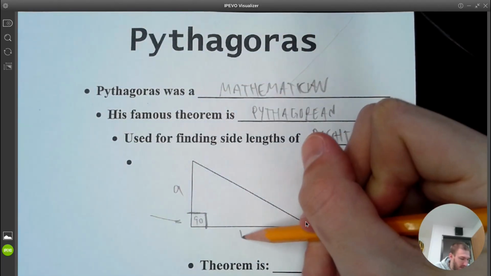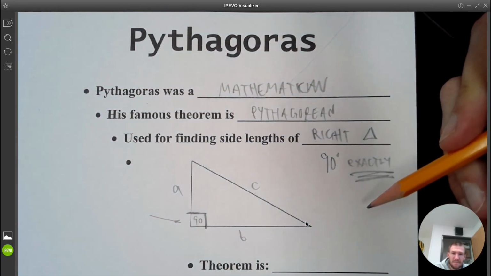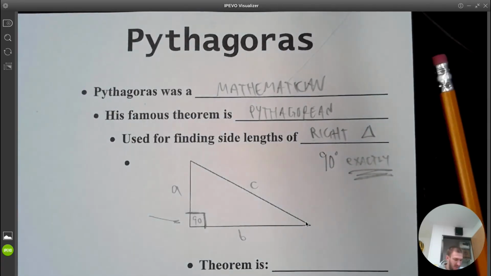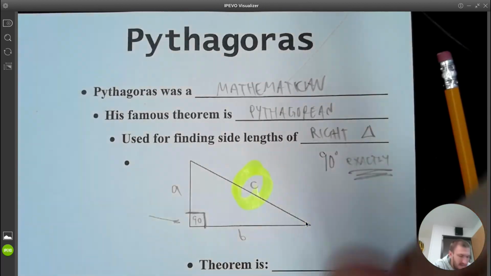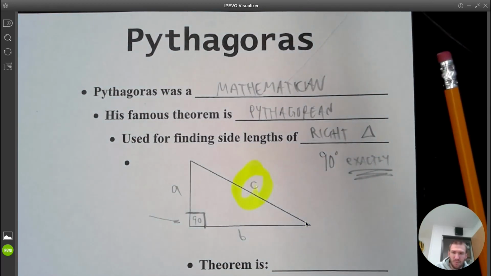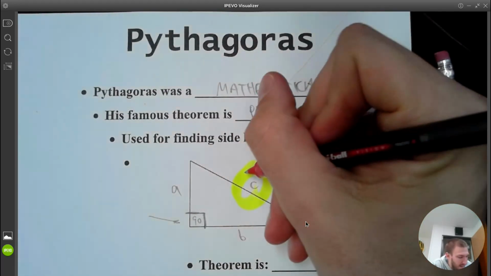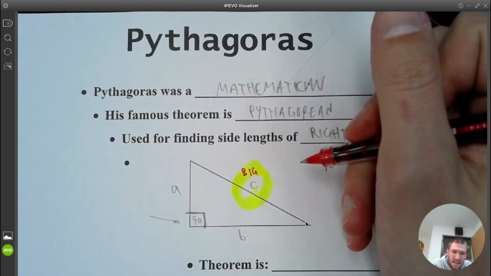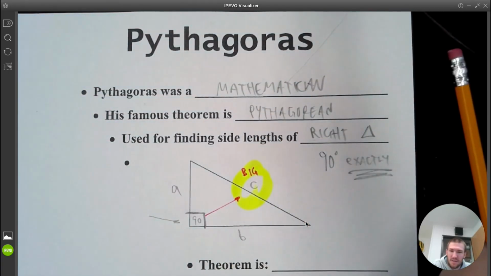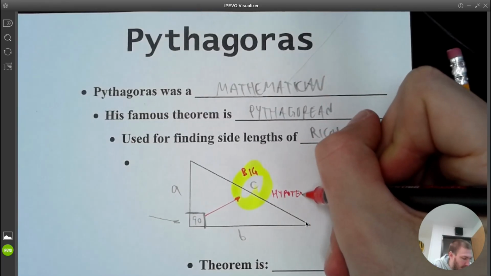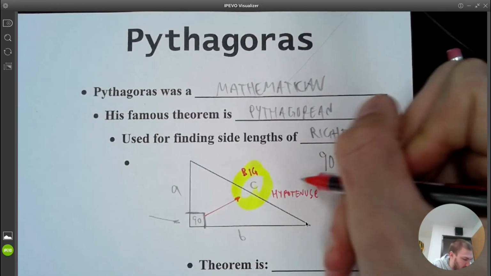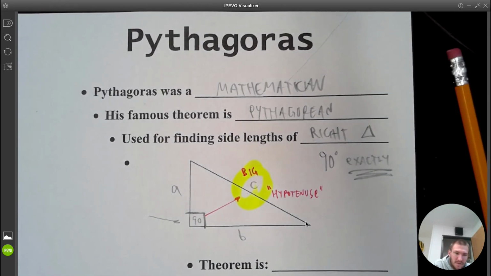And then we have A, B, and C. Now this C, this is the big one, this is the most important one, and it is the biggest side. It is across from the 90, and it is called the hypotenuse. Okay, so these are all things that are super important.